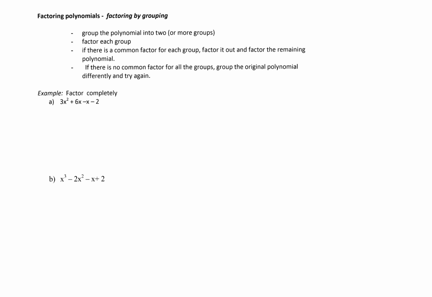First polynomial is 3x squared plus 6x minus x minus 2. There are four terms as written in that polynomial. So what we'll do is we'll group those terms 2 by 2. So we'll take the first two terms and the next two terms. So the first group is the group that consists of 3x squared plus 6x. And the second one will be negative x, negative 2.